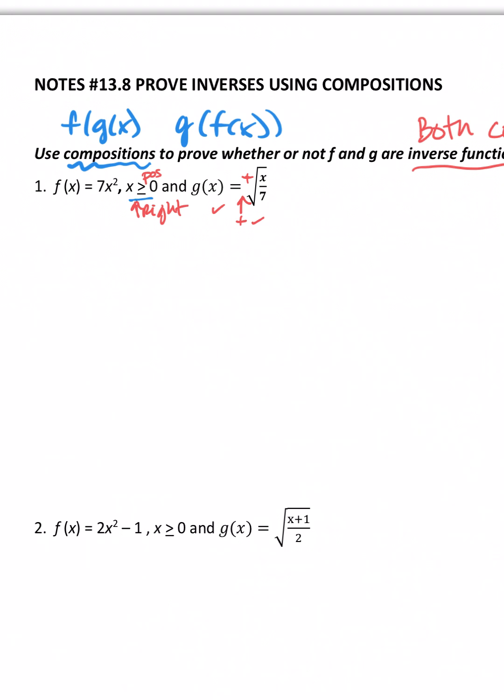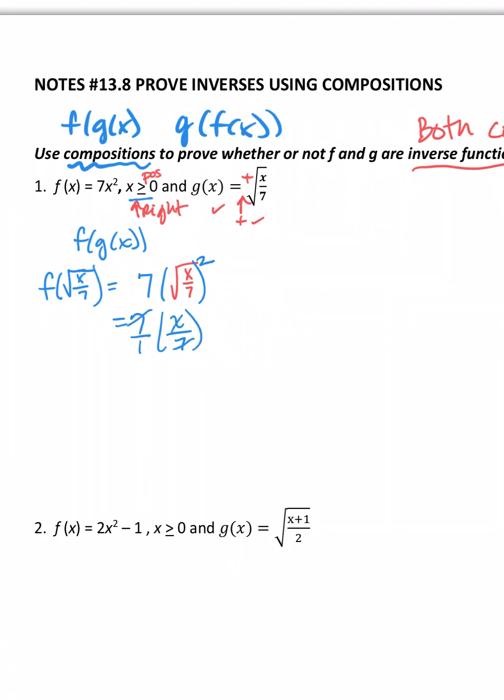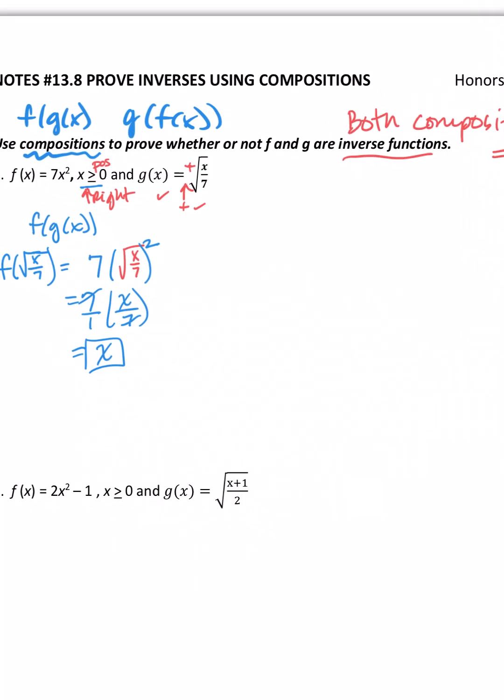Let's take f of g of x. So let's write out our steps. I'm going to take f of, and I'm going to put g of x in there, the square root of x over 7. So I'm going to take 7 times the square root of x over 7. There's my g of x. When I square it, now we're going to clean it up. When you square a square root, everything just pops out, so it'll be x over 7. Those 7s go away, and it reduces to just x. Okay, so far so good.